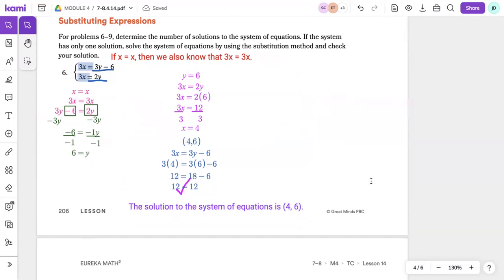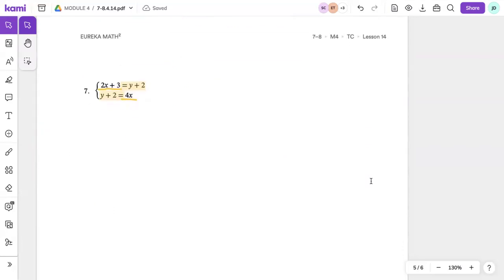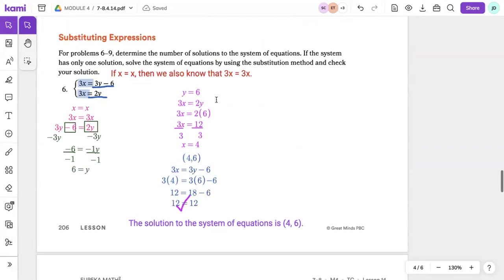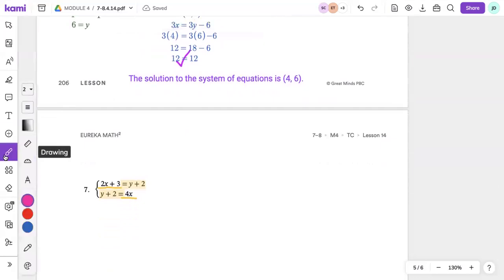You are going to do 7 through 9 on your own. Here's 7 already highlighted for you to help you out a little if you need it. Just like if x equals x, then 3x equals 3x. If y equals y, then y plus 2 equals y plus 2.